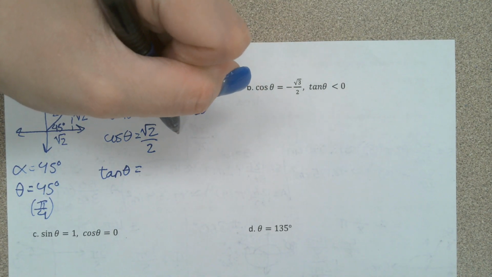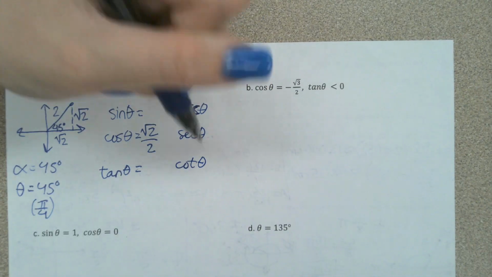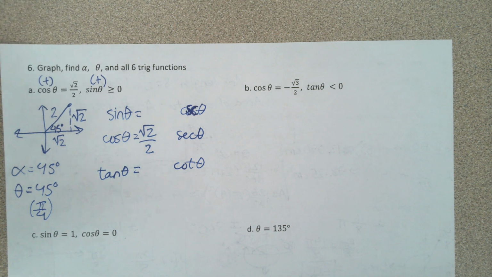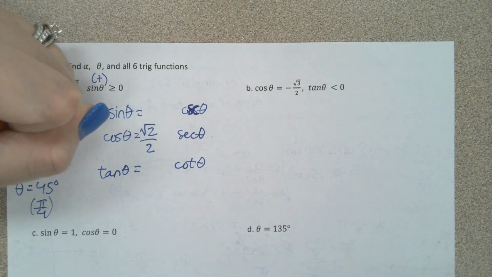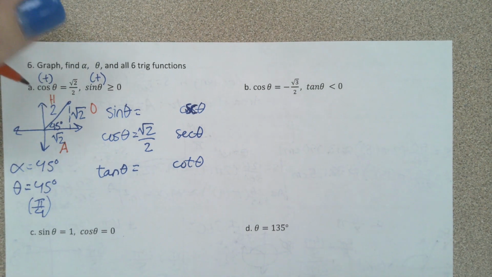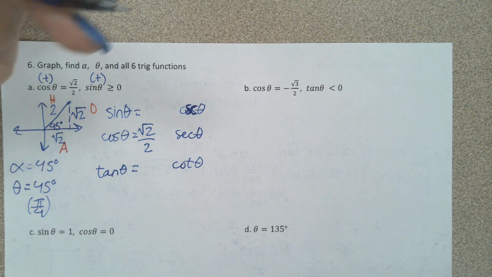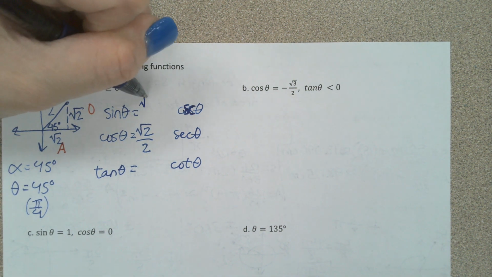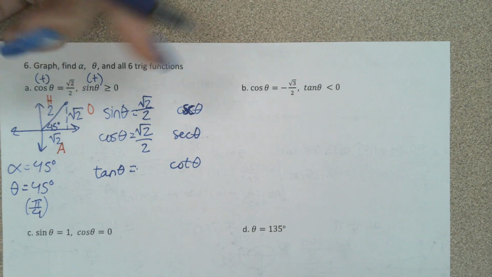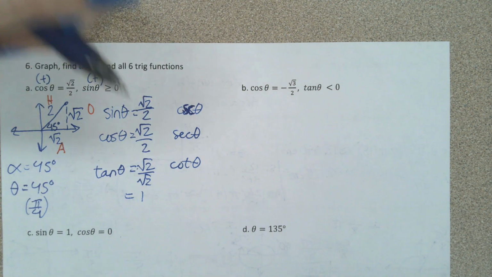Cosecant, secant, cotangent of theta. So, let me just label my letters here real quick. A is on the x-axis, O is the y, the vertical, and then 2 is our H. So for sine, we have O over H, which is rad 2 over 2. The same thing as cosine. Tangent is O over A. Rad 2 over rad 2, that's just 1.